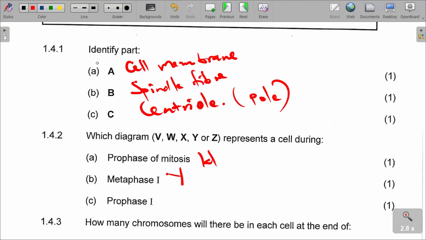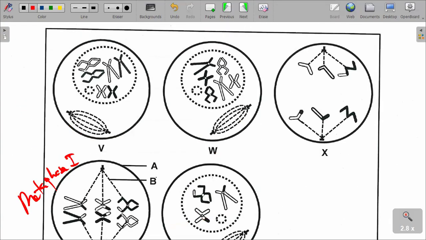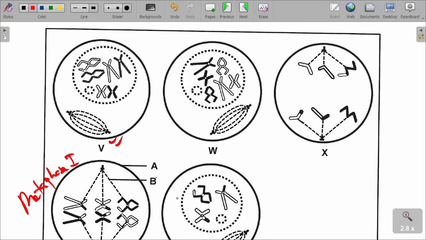And then prophase one: homologous chromosomes are paired up, and crossing over is visible, which must happen in a structure like V. So V can represent prophase one, because homologous chromosomes have to be paired up, and crossing over is supposed to be visible, having to take place there.